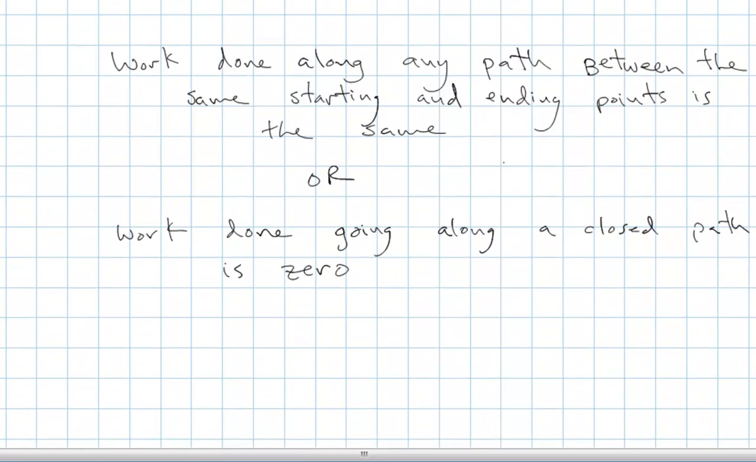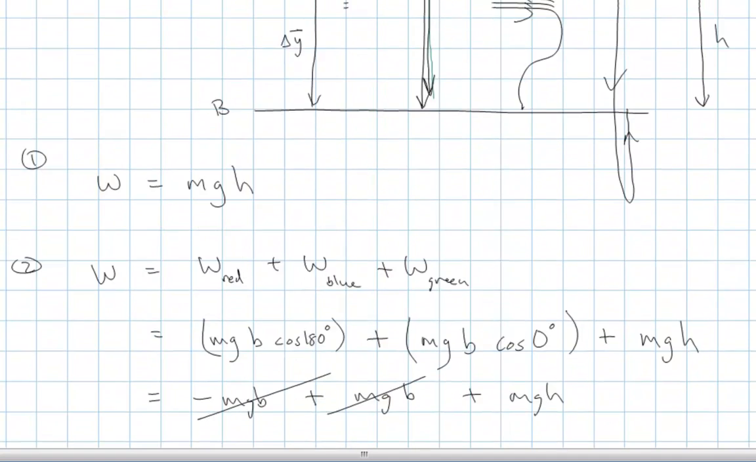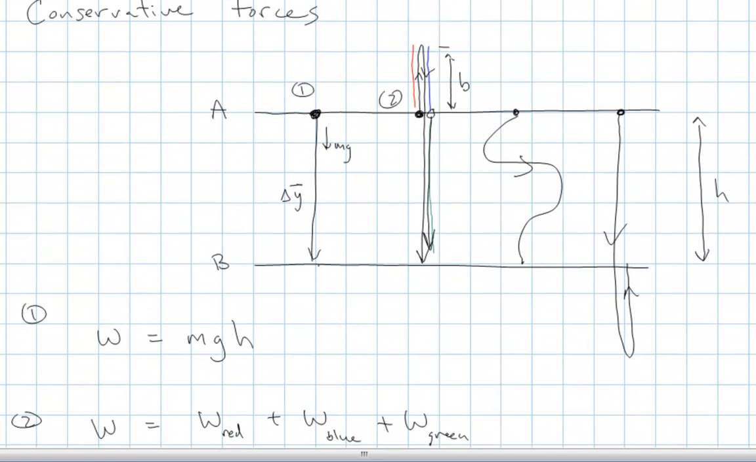The definition here, the work done along any path between the same starting and ending points is the same. So that's what I've tried to show you here. Every time we started at height A, we ended at height B. We started in the same place. Case 1, case 2, case 3, case 4. We always started at the same place. We always ended at the same place. But we took different paths.